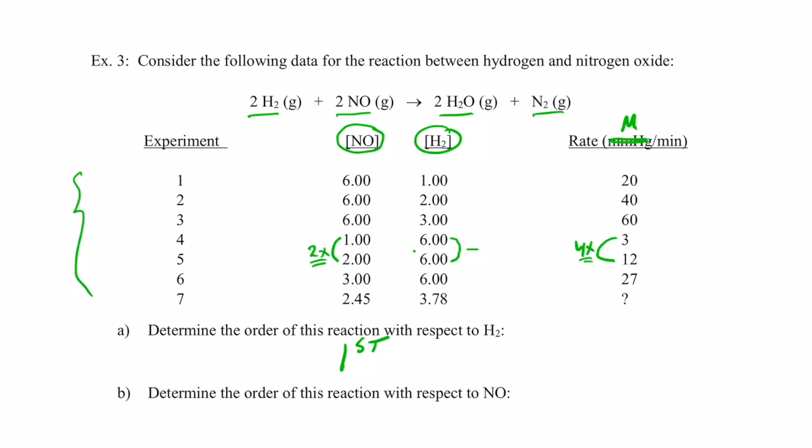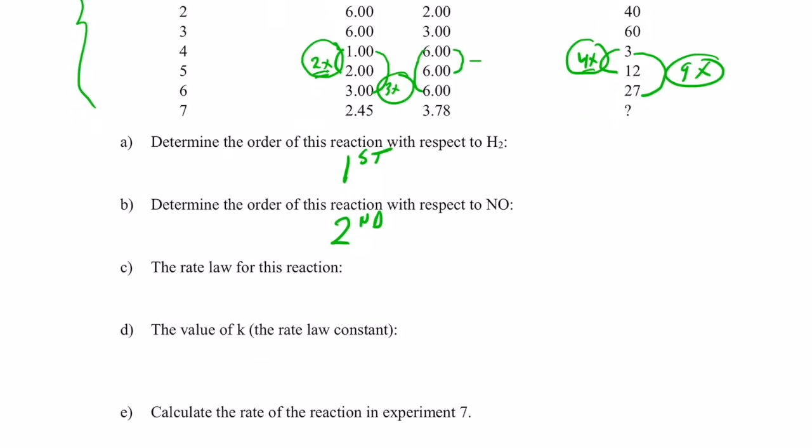All right, let's see what happens when I triple NO. So I go from 1 to 3. I tripled NO, and H2 is still kept constant. My rate went from 3 to 27 molarity units per minute. It nine-tupled. It looks like whatever I do to NO, I square it, and I get what happens to the rate. So 2 squared is 4, 3 squared is 9. So that means NO is what's called a second order reactant.